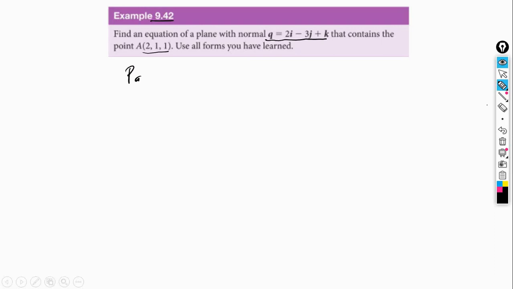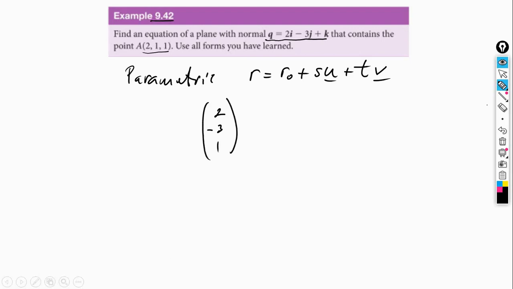So let's remember that the parametric form of the equation of a plane is going to be r equals r sub 0 plus a scalar s times a vector u plus a scalar t times a vector v. Now vector u and vector v have to be parallel to the plane. So that means that they need to be perpendicular to the normal. So the normal, which is 2, negative 3, and 1, has to be perpendicular to u and v.